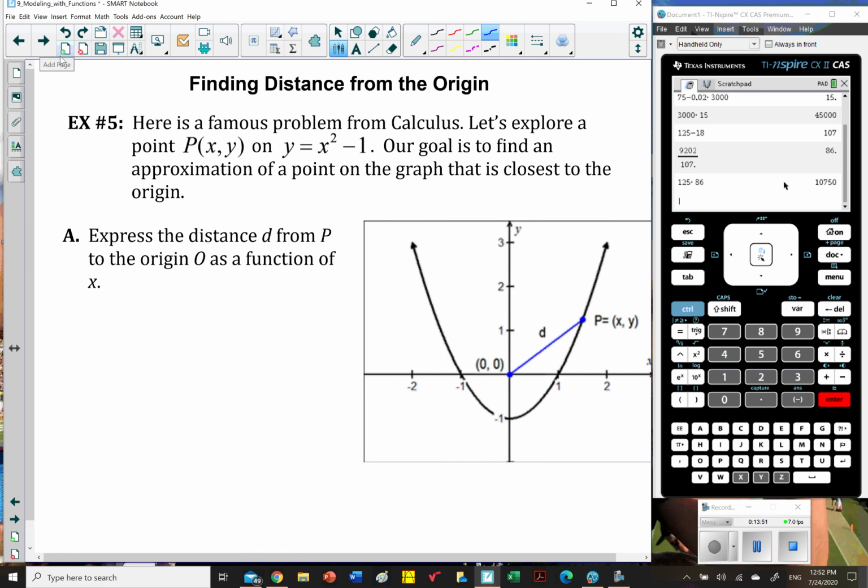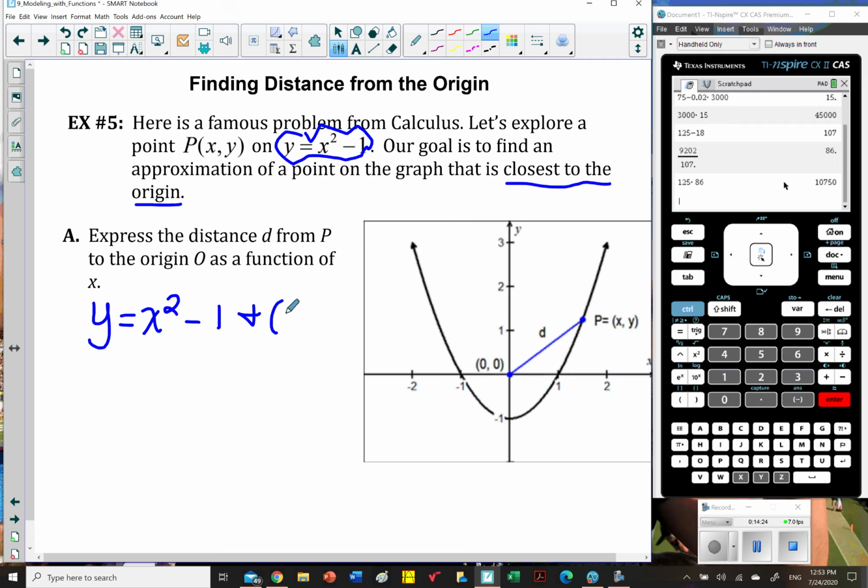In our next example, this one has to do with some calculus skills. So let's say we want to find, this is like a minimum problem, a point closest to the origin on some random parabola, x squared minus 1. So first of all, we know that we're looking from the origin to our point, which is lying on that line x squared minus 1.